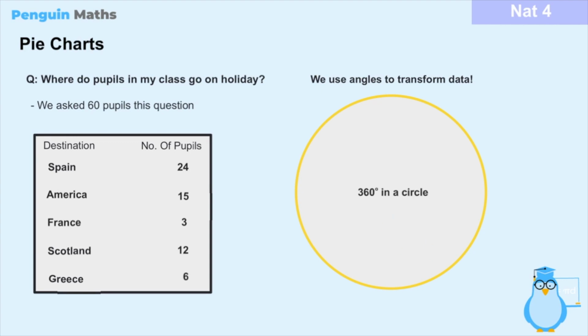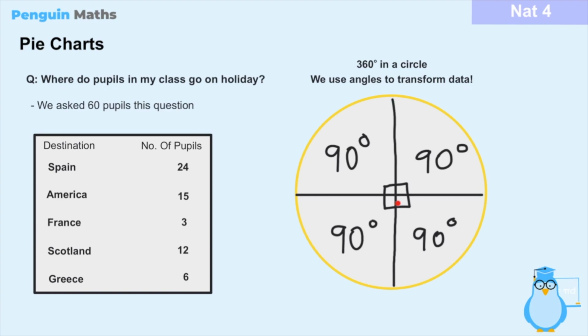The key thing to remember about pie charts, and circles in particular, is that 360 degrees is what makes up the angles within a circle. That's because we know that a right angle is 90 degrees, and within a full circle we have 4 right angles, or 4 90-degree angles, and if we add 90 plus 90 plus 90 plus 90, that gives us our 360 degrees needed to make up the angles within a circle.